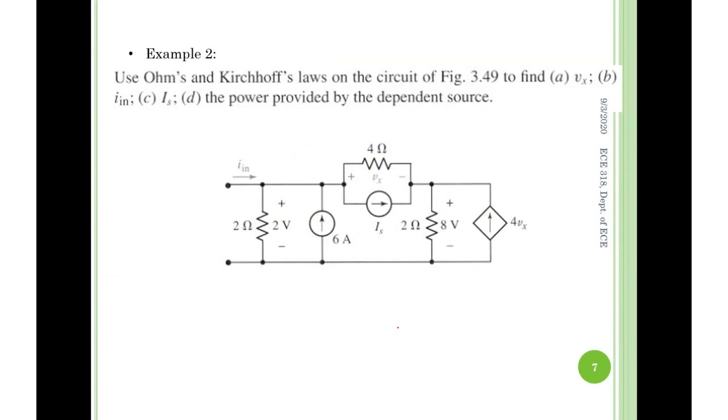Example 2. Use Ohm's law and KCL, KVL laws in the circuit to find A. Question A is Vx. Where is Vx? Okay, here. My Vx is here. What's the voltage here? B, what is I in? I in is over here.